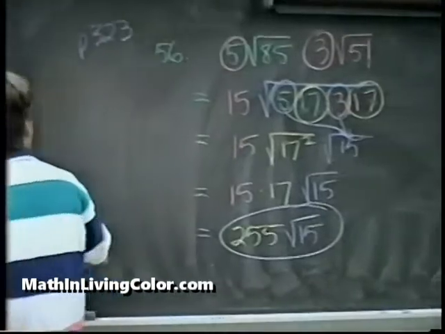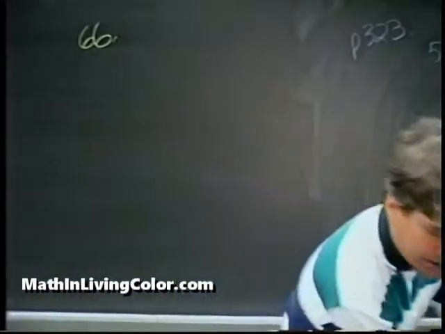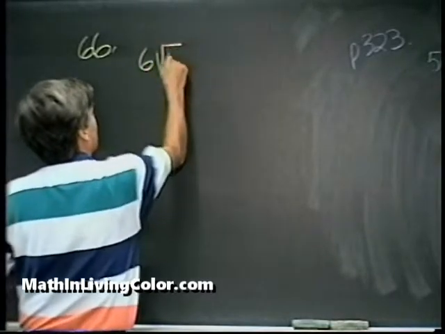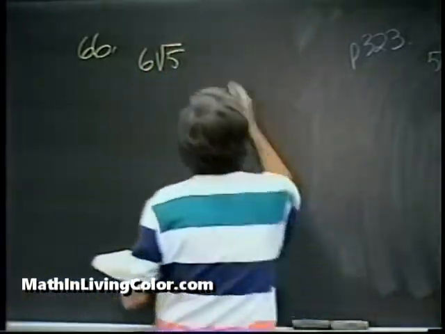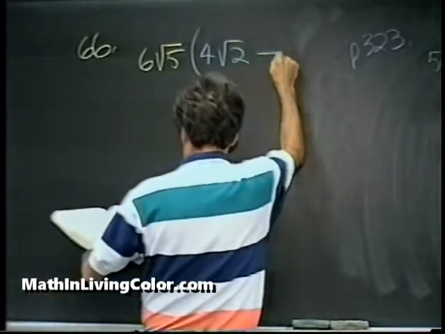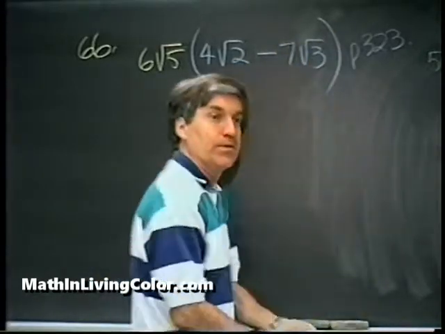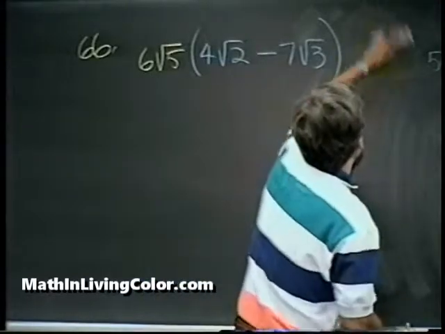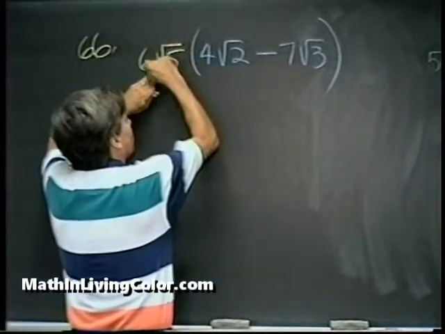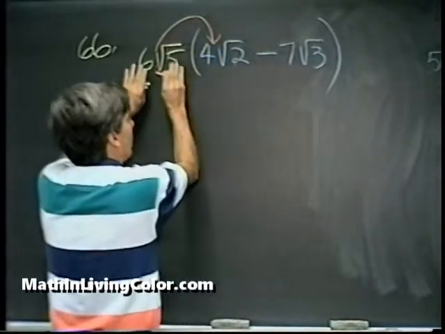If you look down next to number 66, let's take a look at number 66. And here you're going to have to use the distributive property. It says 6 times the square root of 5, and then times, parenthesis, 4 square root of 2, minus 7 square root of 3. Looks like a horrible problem. But think of this as being the distributive property, where I'm going to have to take the 6 square root of 5 times the 4 square root of 2. Do this first. Multiply this times this.